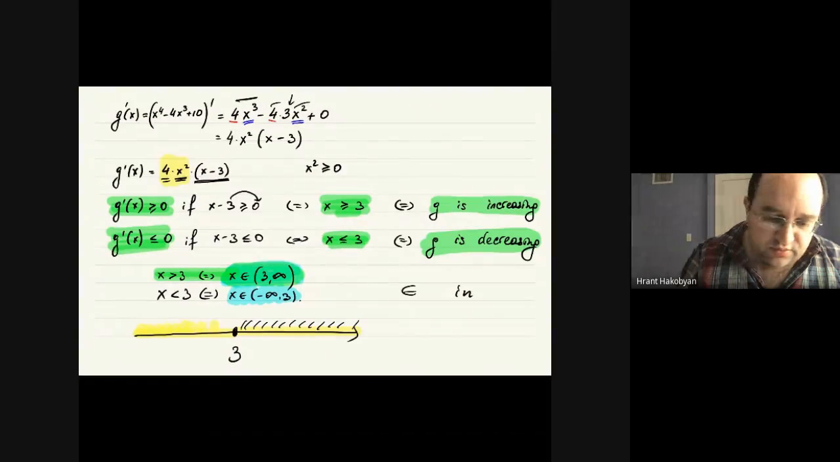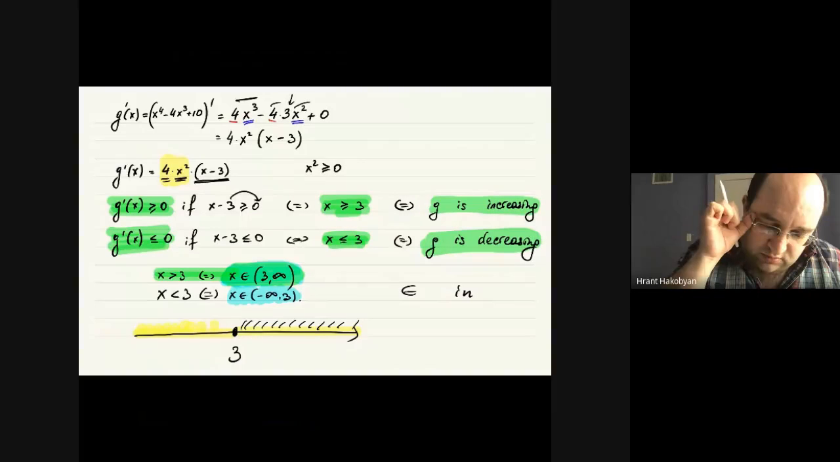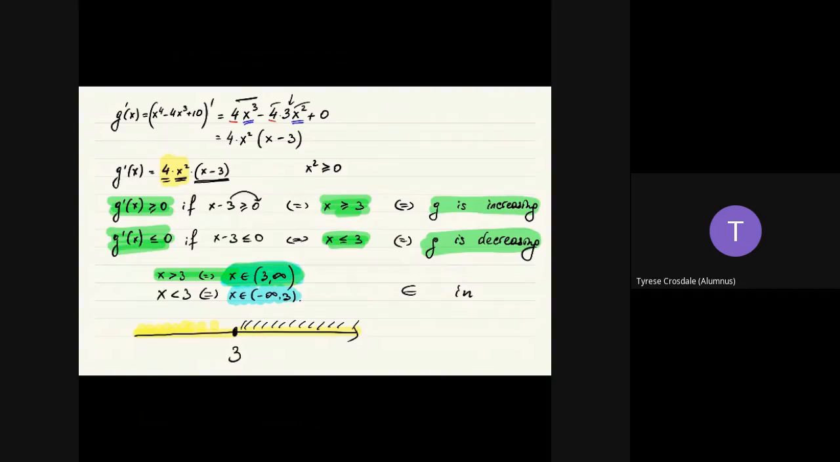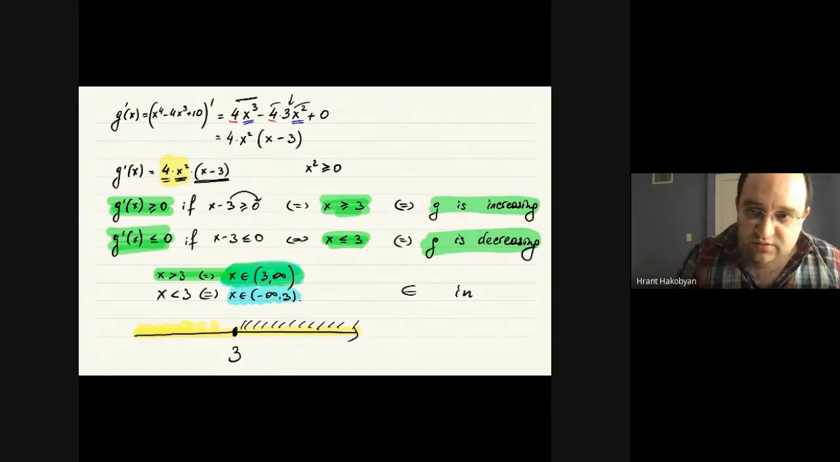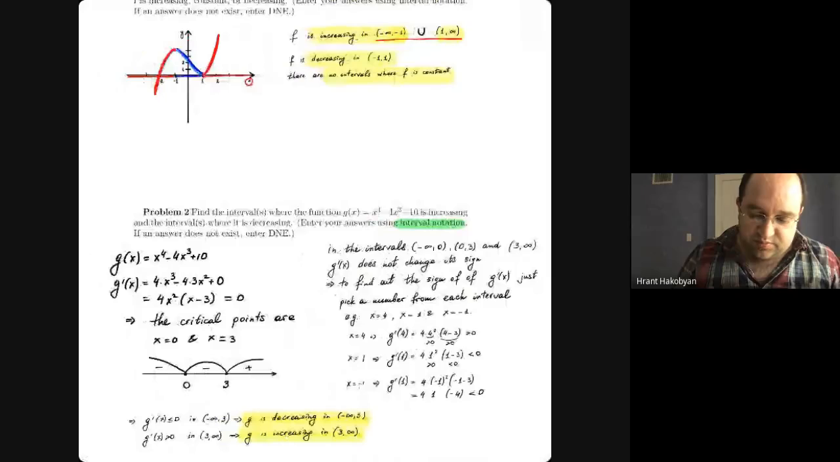Okay, so let's do another one. Can I see the problem again so I can take a picture of it? You don't need to take a picture. I'm going to send this to you.